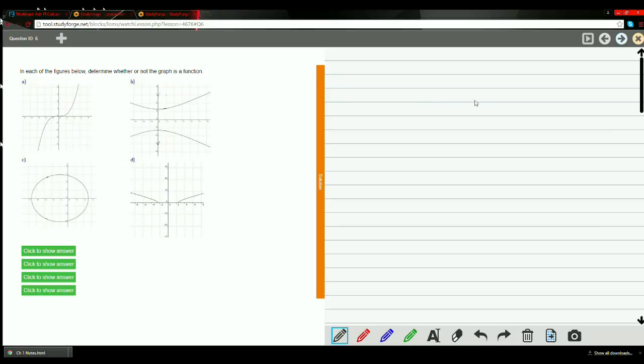So now I'm going to give you a function of a function. Look, this is a function, right? This is a yes. This is a no. You ready? Okay.